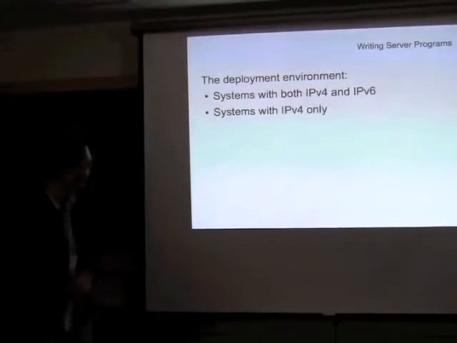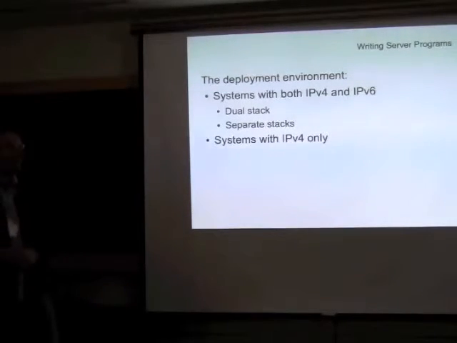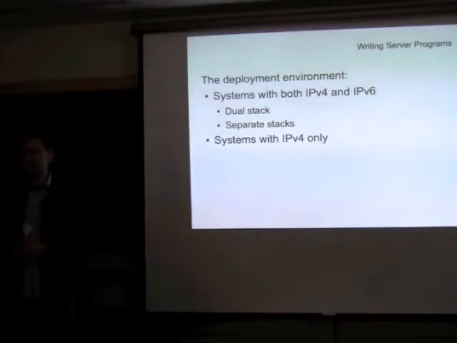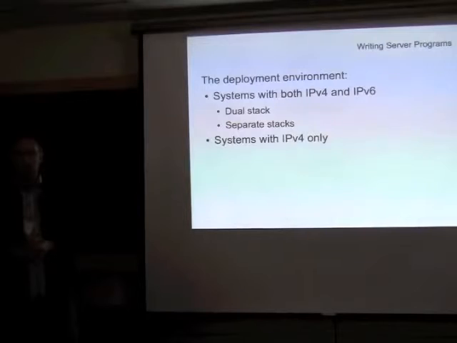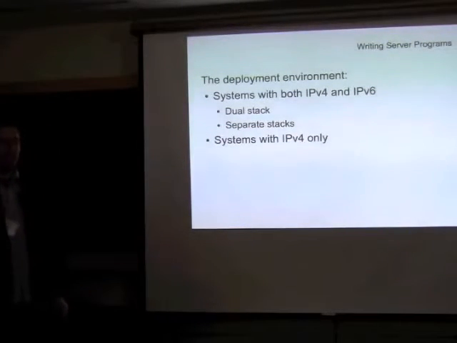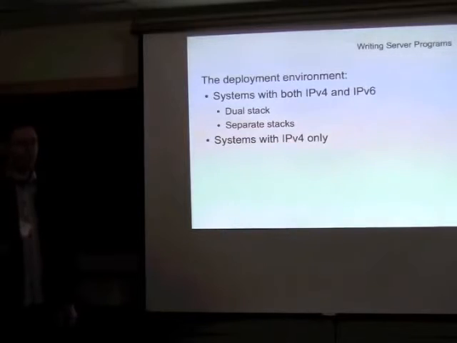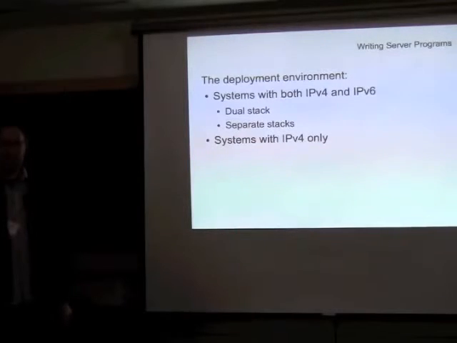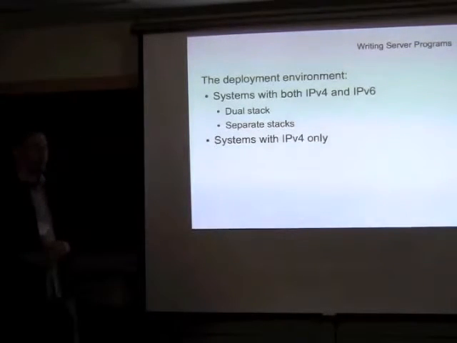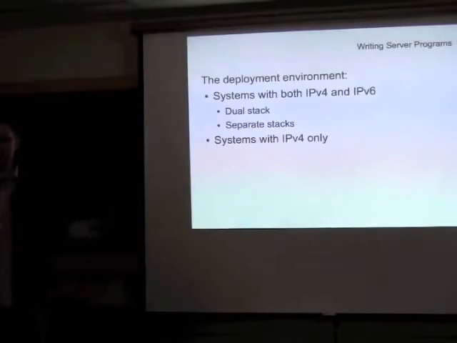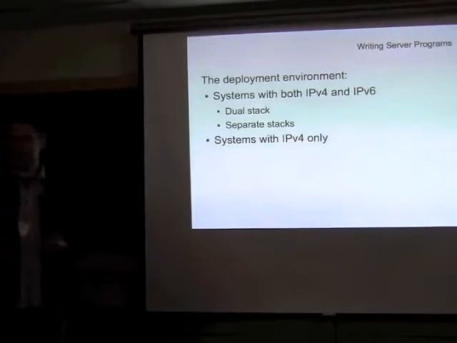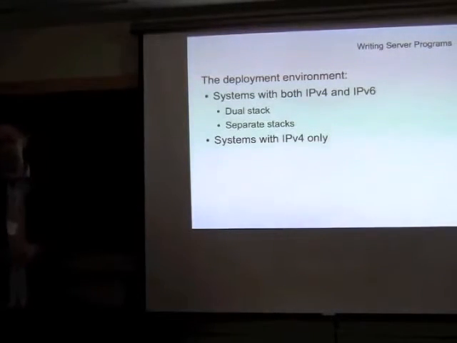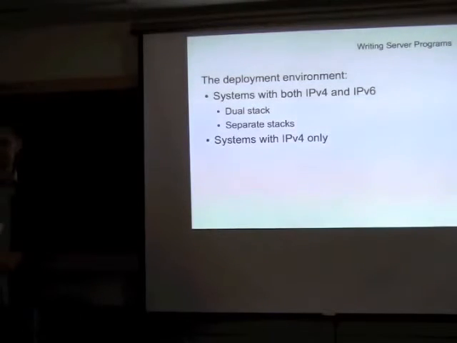Except that's not quite right. We've actually got systems that have IPv4 and IPv6 as dual stack, and that means that you can construct an IPv6 listener socket and acceptor, but then accept incoming connections from IPv4 clients directly. And then we have systems that are separate stacks, and what that means is that you can't mix and match the two. If you want to accept connections from IPv4 clients, you have to be listening on an IPv4 address, and similarly an IPv6 address to accept IPv6 clients.